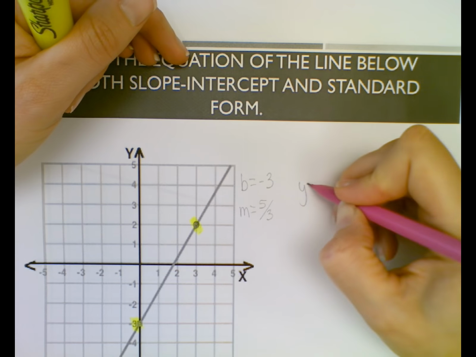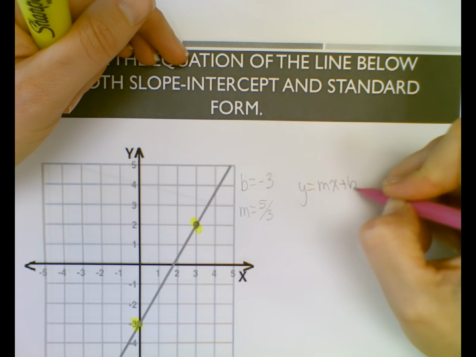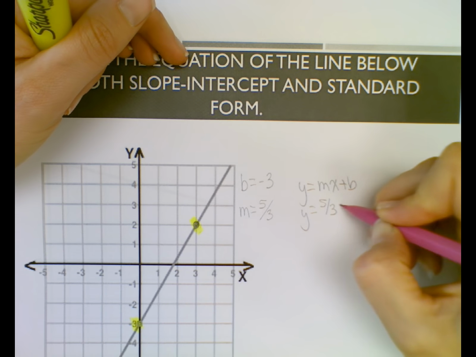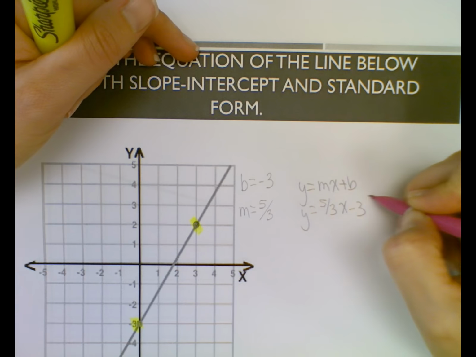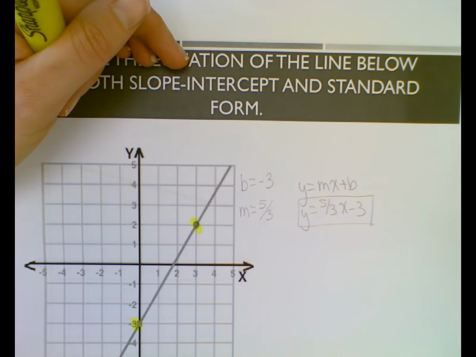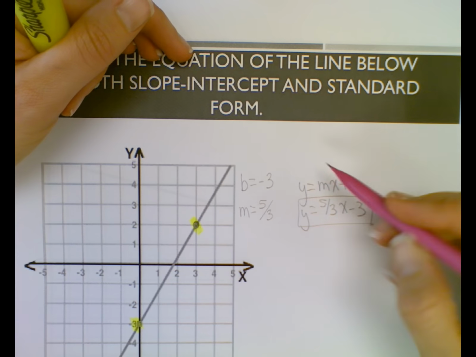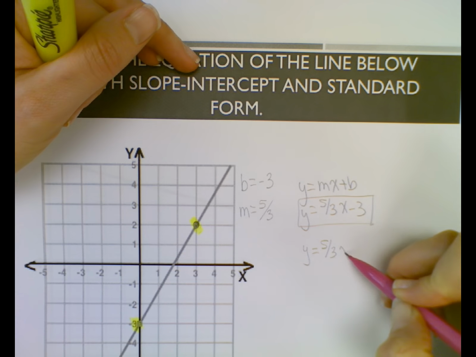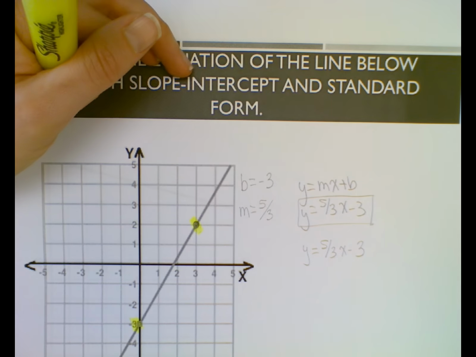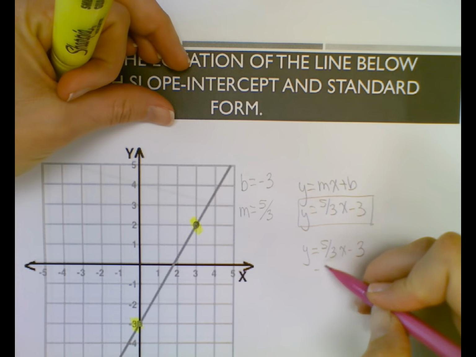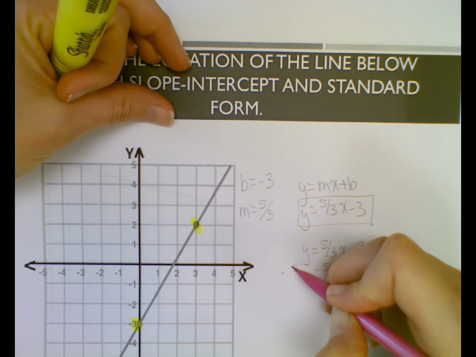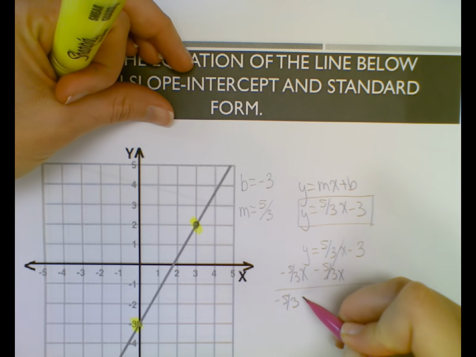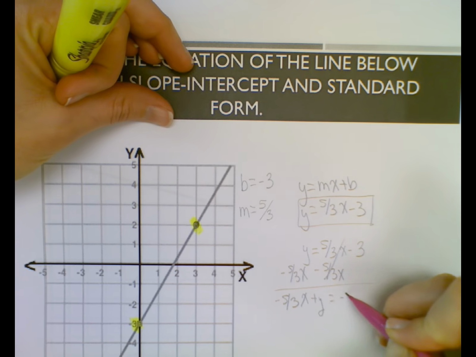So for slope intercept, y equals mx plus b. My slope is 5/3. My y-intercept is -3. So there's slope intercept. Now to get to standard form, I can just manipulate what I have right here. Now remember, standard form is going to be our ax plus by equals c. So the first thing I need to do is move x on over, so minus 5/3 x, minus 5/3 x. So I have negative 5/3 x plus y equals -3.